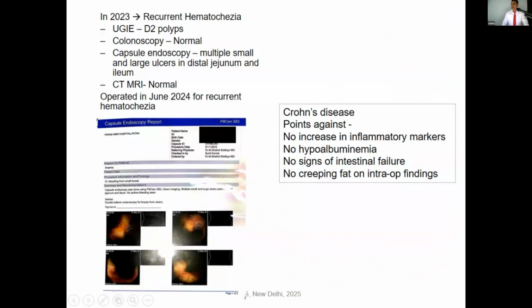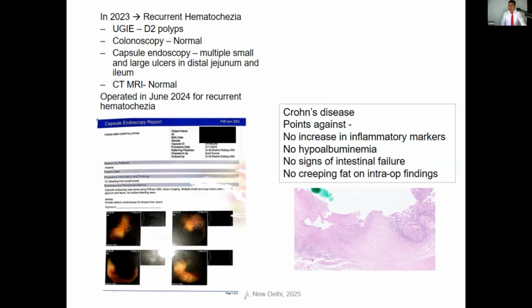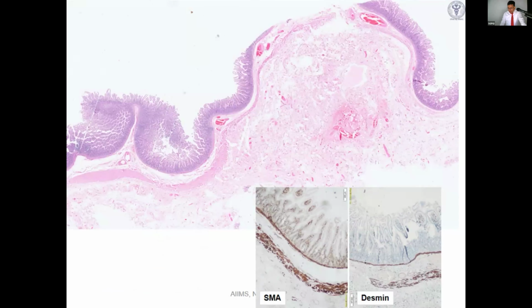But what was very unlikely, why this patient was not fitting clinically into Crohn's disease, is because there was no increase in the inflammatory markers, there was no hypoalbuminemia, no signs of intestinal failure, no creeping fat, while the patient was having intestinal resection. The intestinal resection, which I was showing, was done last year for recurrent hematochezia only. It was not medically manageable, then a resection was performed. So what is the diagnosis? In this case also, MDT was performed, and we said that though it looks like Crohn's, it is not fitting clinically into Crohn's disease.